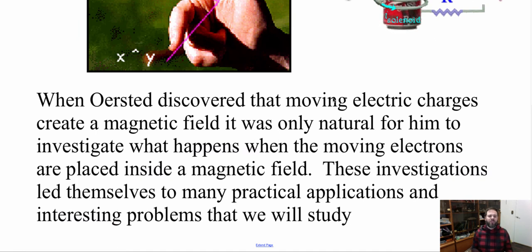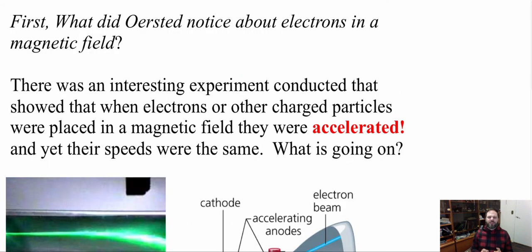When Oersted discovered that moving electric charges create a magnetic field, it was only natural for him to investigate what happens when the moving electrons are placed inside the magnetic field. These investigations led to many practical applications and interesting problems that we are going to study. So what did Oersted notice about electrons in a magnetic field? Well, there was an interesting experiment done which showed that when electrons or charged particles were placed in a magnetic field, they were accelerated, but yet their speeds remained the same.